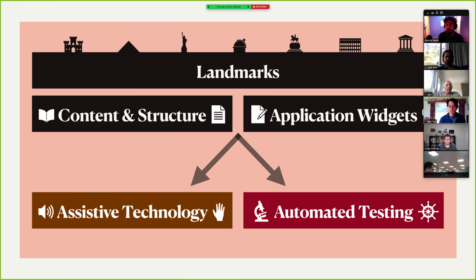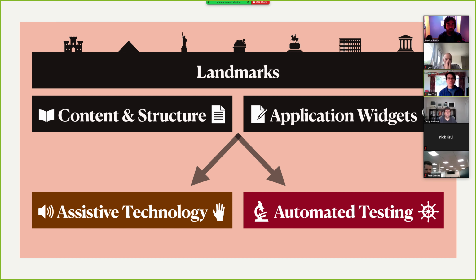So if we look at what we're going to cover here, we've got landmarks, which are the main building blocks of a web page. Within that web page, it's then broken up into content and structure. So you just think of that as like your everyday HTML elements. And then you've got these newfangled things called widgets that help you build apps.